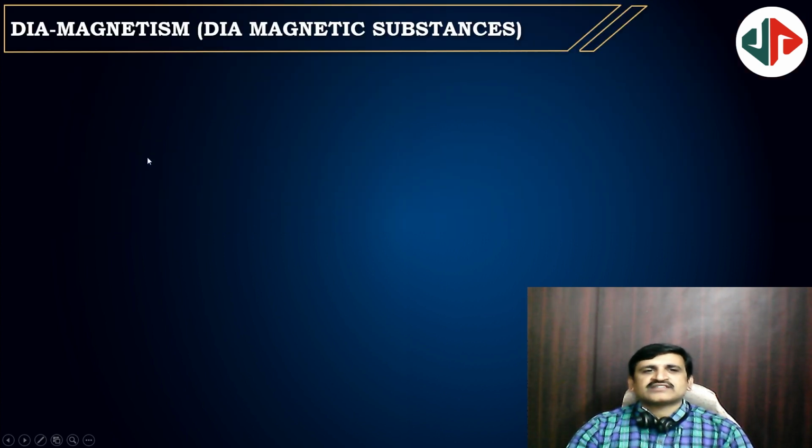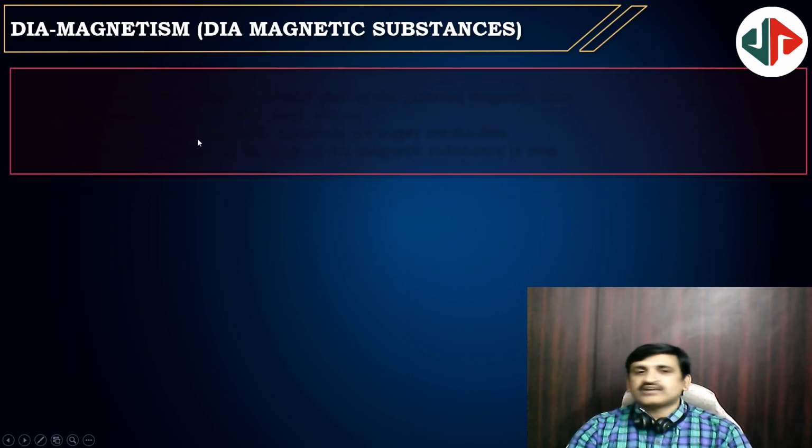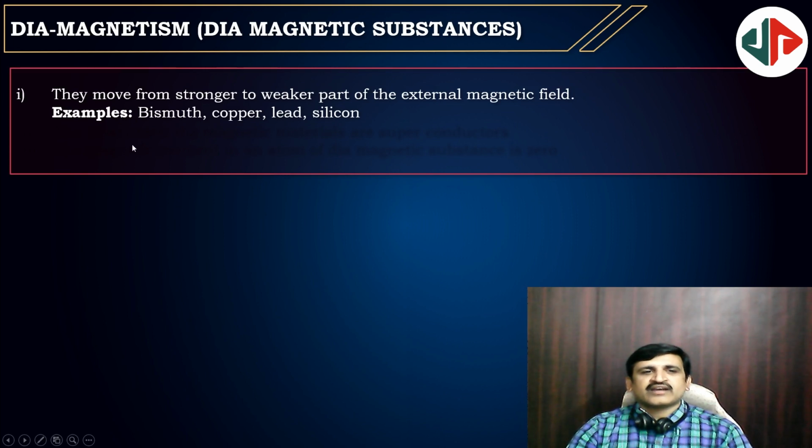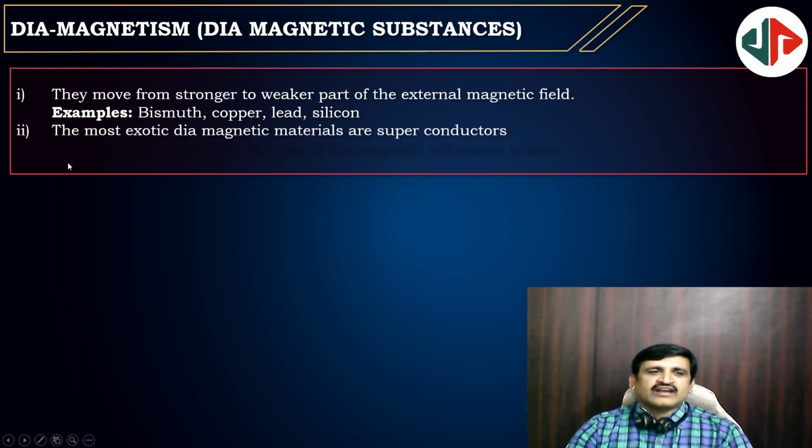Then diamagnetism, diamagnetic substances. Diamagnetic substances are those elements not having a net magnetic moment. If the net magnetic moment is zero, then such materials are diamagnetic. Bismuth, copper, lead, silicon, and there is a close relation between diamagnetic materials and a physics student. The thing is, copper gets repelled by strong magnetic fields. That means diamagnetic materials won't respond to magnetism. If you apply strong magnetism, they get repelled.